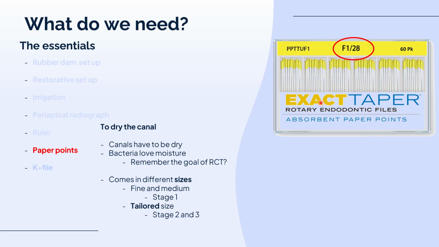Okay, they come in different sizes. Fine and medium I use in the first stage because we haven't cleaned the inside of the tooth to a certain shape. But once we get to stage 2 and 3, which is here, your tailored sizes, then they make specific, special shaped paper points, cones, that fit in nice and snug and touch all the walls of the canal, and it wicks away all that moisture very quickly.